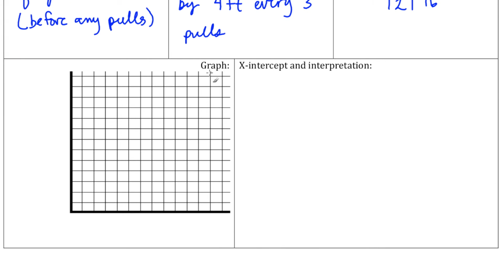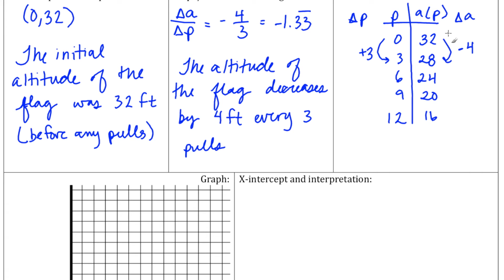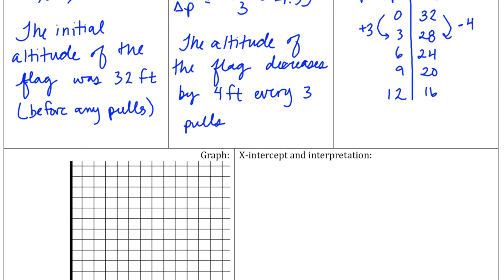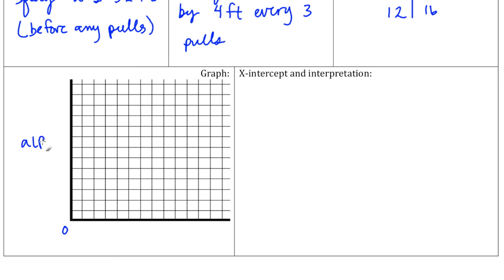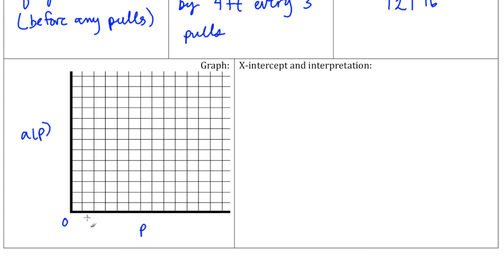So let's look at this graph. So our graph, 0, we'll start here, and we have to start at 32. So we're not going to get to 32 here, but we can count. Well, first we'll label our axes. This is our altitude. It's a function of pulls. This is our pulls. Let's talk about pulls first. The pulls are going by 3. We don't have to go by 3. We can go by like 1 or 2. We usually go by 1, right? But I'm going to go by 3 just to show you something. So 3, 6, 9, 12, 15, and so on and so forth.